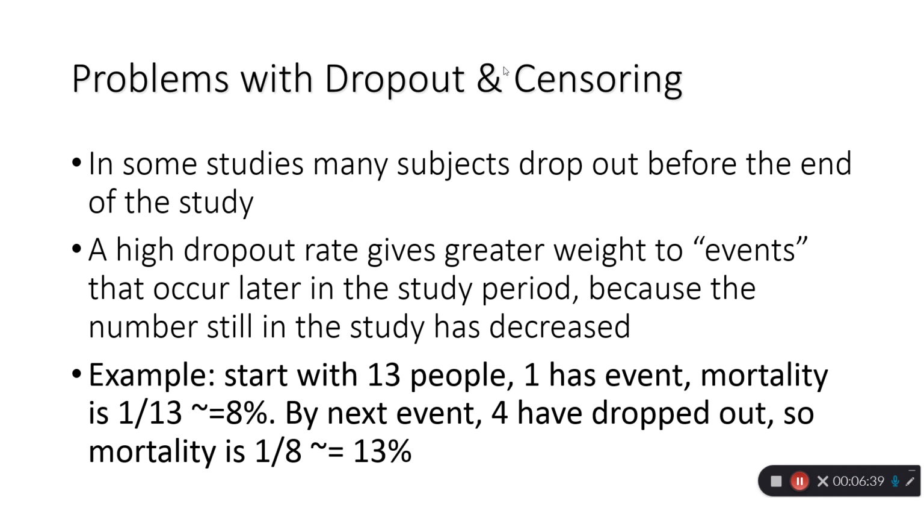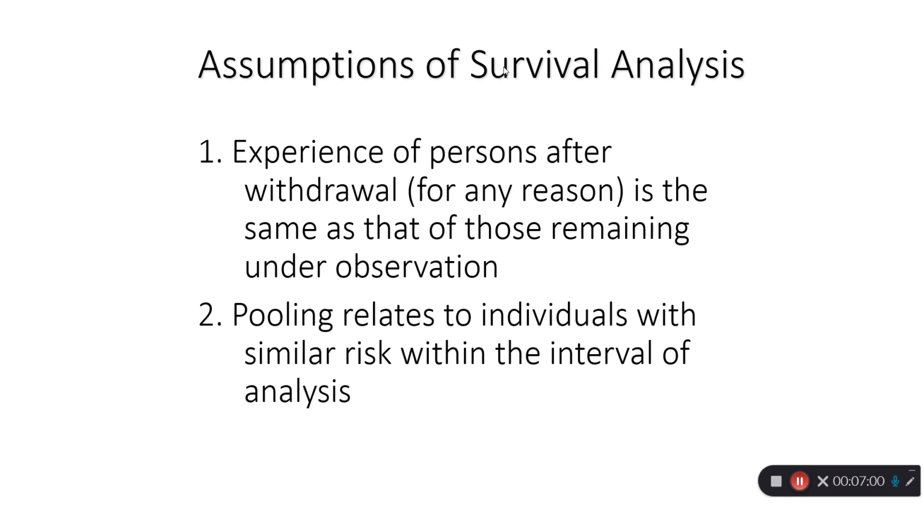By the next event, though, 4 people have dropped out. We have no idea what happened to them. They could be alive, they could be dead, they could have had some other events, who knows. But the reality is, once you do that, your mortality rate is now 1 over 8, even though you've lost no more people to the actual event. We're now at 13%, which is an unjustified increase because you had a high dropout rate.